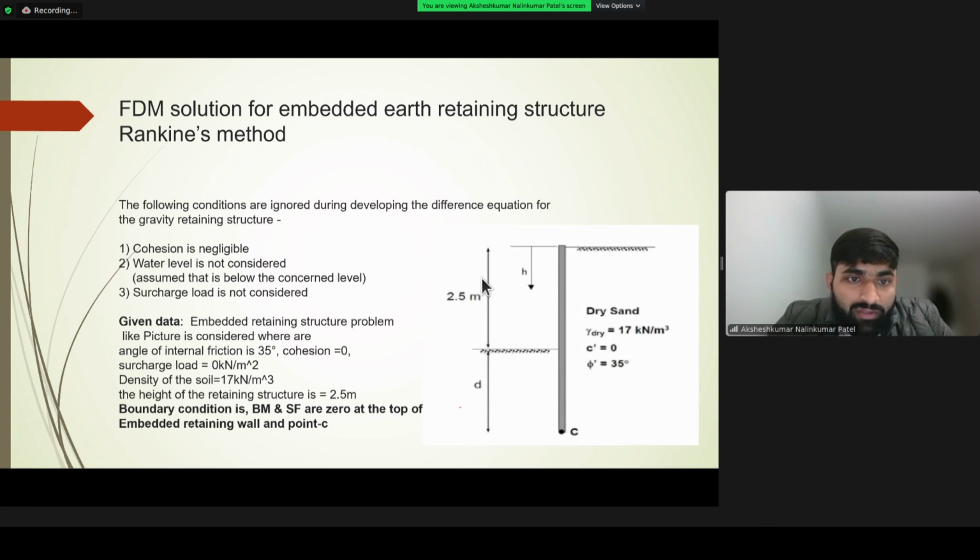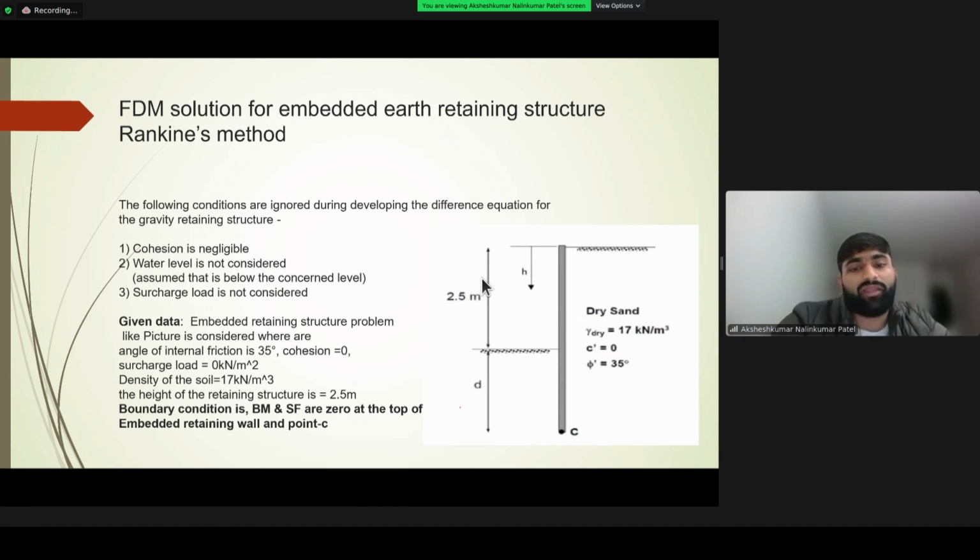Now, to solve this, I already told that Rankine's theory works when we have assumed some parameters. First, the cohesion is negligible in this numerical problem, the water level is not considered, and no surcharge load is given. We have two soils: dry sand on the right hand side and on the left hand side.